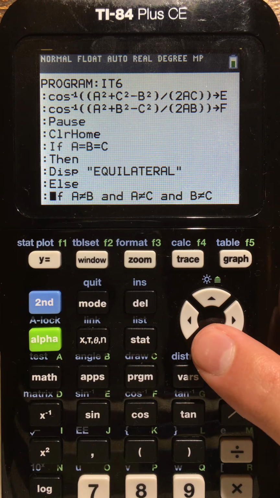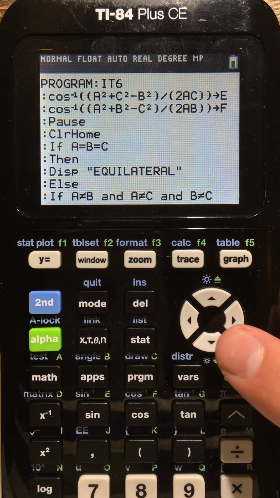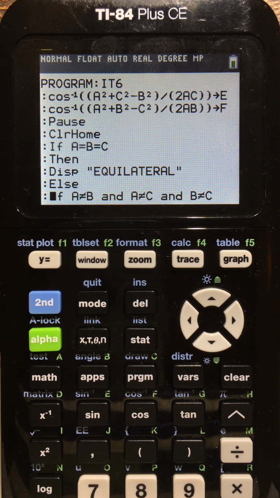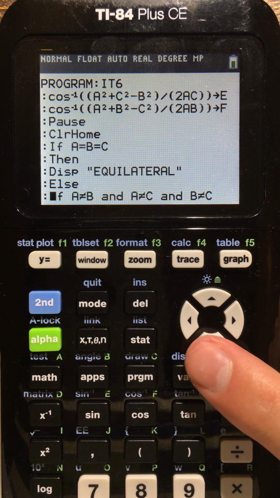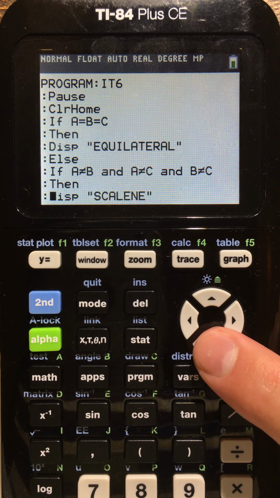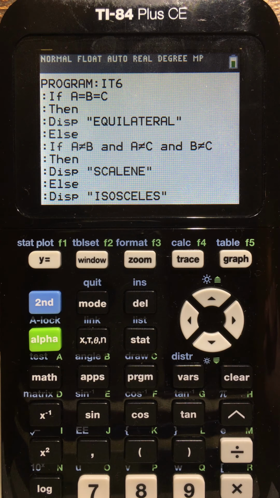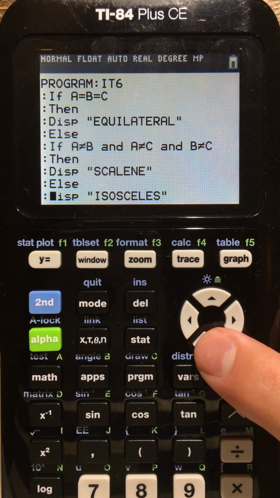To determine the classification, we must determine whether it's equilateral, scalene, or isosceles. To be equilateral, all three sides must be equal. So if a equals b equals c, then all three sides would be equal, so the program would display equilateral. Now, if none of the sides were equal, then it would be scalene. So if a does not equal b, a does not equal c, and b does not equal c, then the triangle would be scalene, and that is what would be displayed by the code.